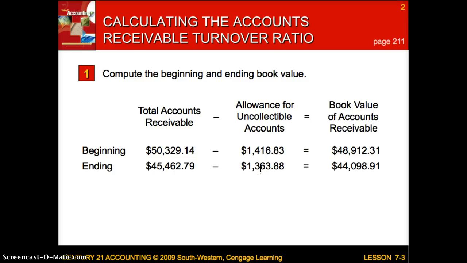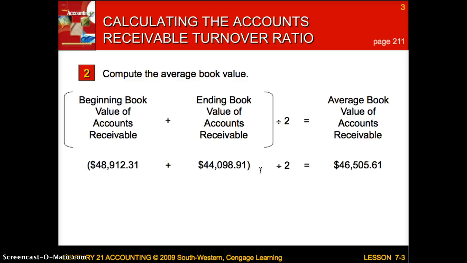So in the beginning, we had $50,329.14 in total accounts receivable. Subtract our allowance for uncollectible accounts, and now we have our book value, which is $48,912.31. We're going to calculate the accounts receivable turnover ratio.